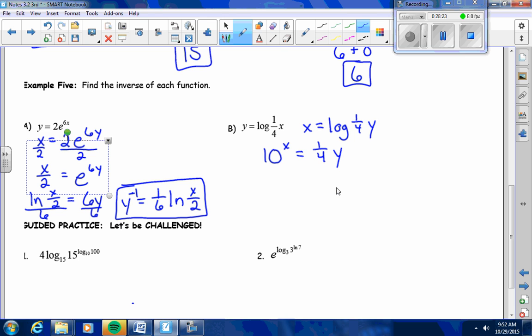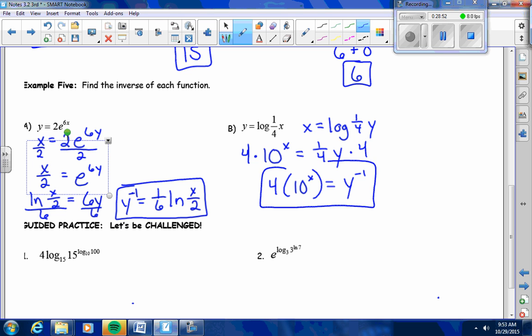If I'm getting y by itself, now what can I do? Divide by 1/4 or multiply by 4. So y equals 4 times 10 to the x. You cannot multiply the 4 times the 10 because PEMDAS says 10 is raised to the exponent first before it does any multiplying. So that is our inverse equation.